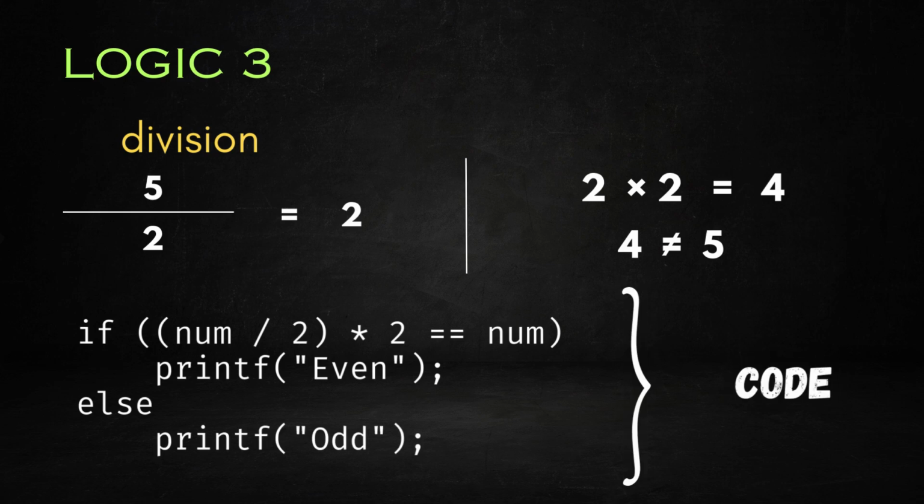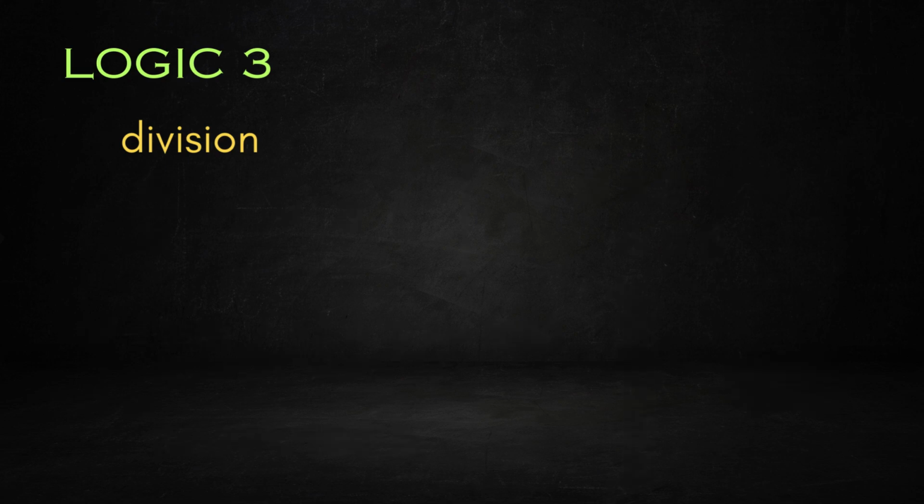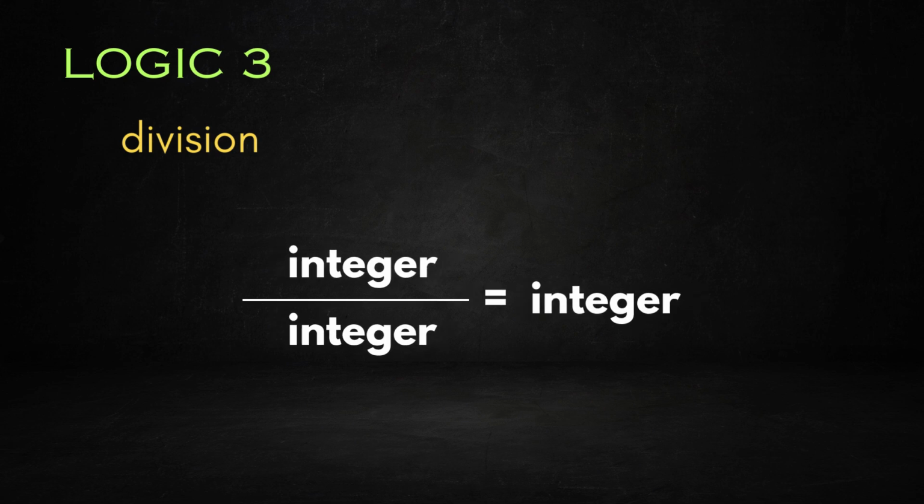If the final value becomes the original number, it means no decimal part was lost. That happens only for even numbers. This logic works because of integer division behavior in C.